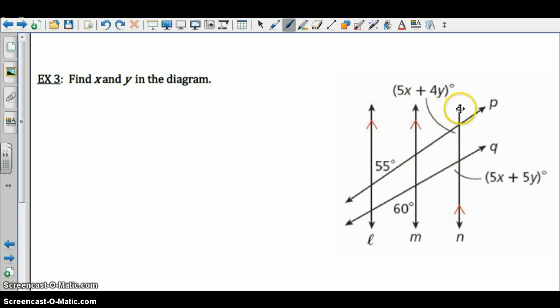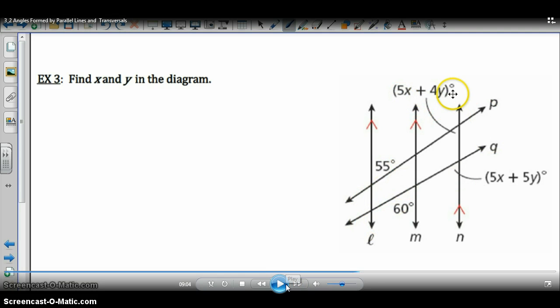Example 3, we are going to try and find x and y, but you'll notice that we have three parallel lines cut by two different transversals. Along this transversal P, we have an angle 55 degrees and then another angle 5x plus 4y degrees. Along this transversal Q, there's an angle here marked 60 degrees and an angle here expressed as 5x plus 5y.